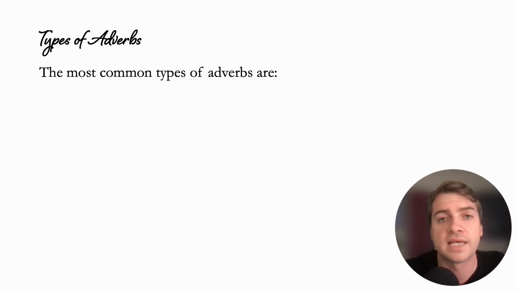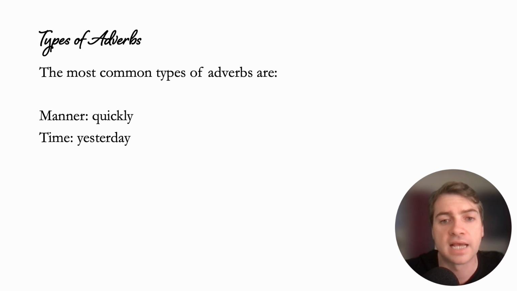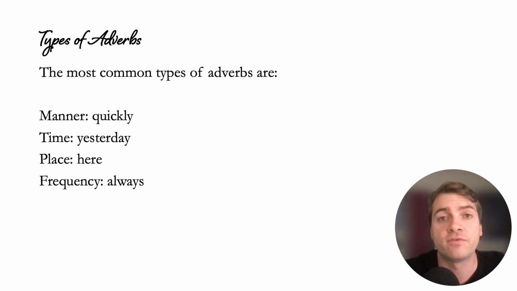When we look at the different types of adverbs, we have adverbs of manner, okay? So this is something like quickly. They explain the manner in which you did something, so how you did something. We have adverbs of time. These are words like yesterday or now. Adverbs of place, so where did the action happen, like here or there. Adverbs of frequency, so how frequently or how often does the action happen, like always or never.